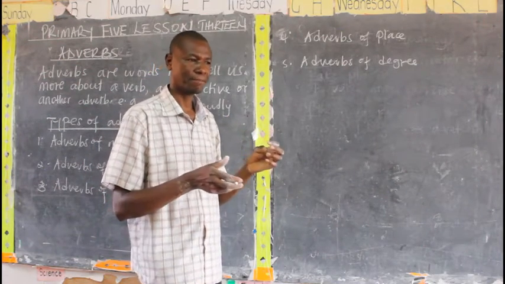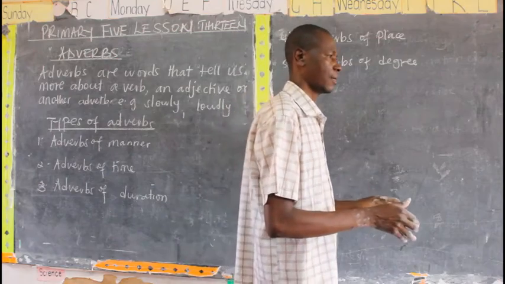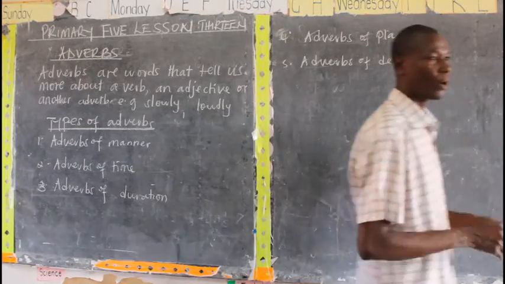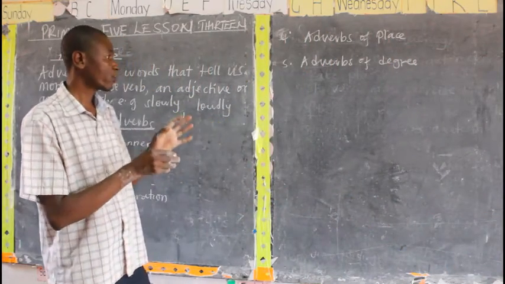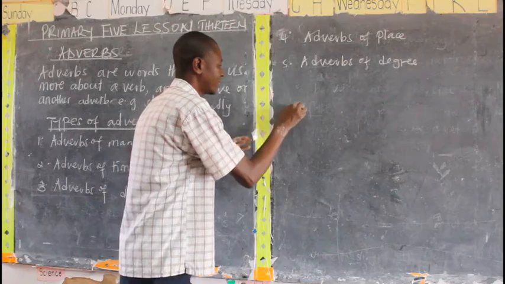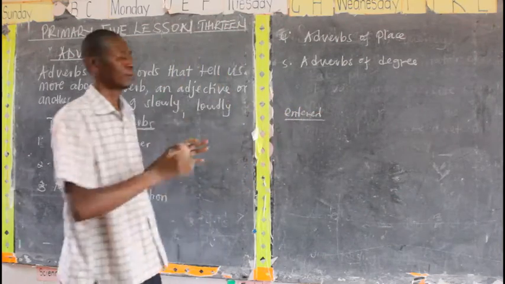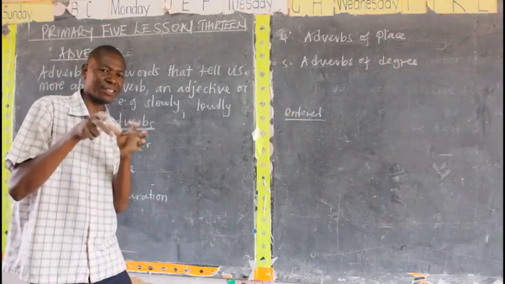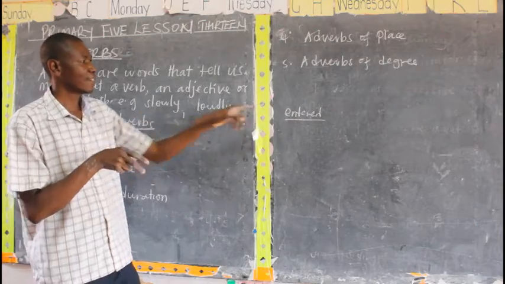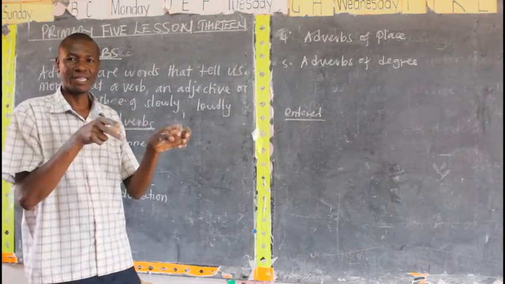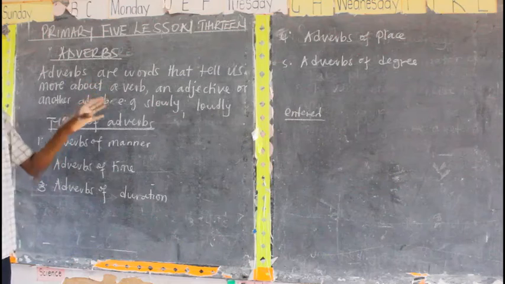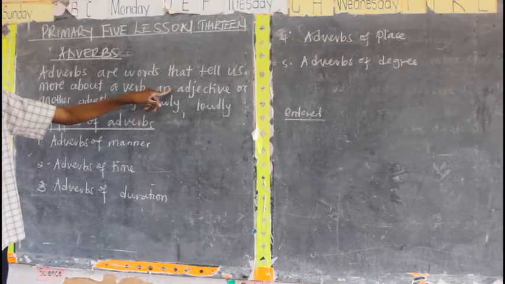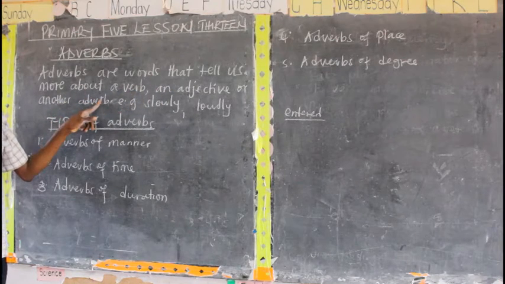Stealthily, quietly, hurriedly. So all those ones are called what? Adverbs. Now they are talking about the verb entered. They are talking more about the verb what? Entered. Yes, the thief entered. But how did he enter? He entered stealthily. He entered quietly. So that is why we are saying that they talk more about verbs, about adjectives, about other adverbs.